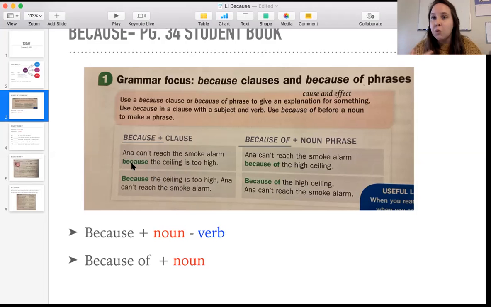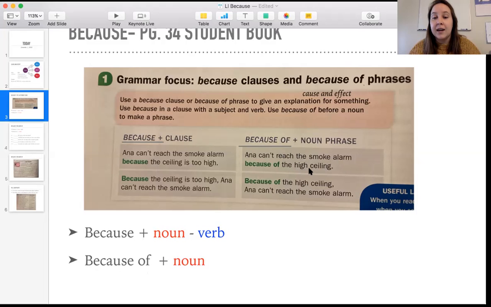So now let's look at when we use because of. Use because of before a noun to make a phrase. So when we only have a noun, we're going to use because of. So with the same idea, let's look at the because of example. Anna can't reach the smoke alarm because of the high ceiling.